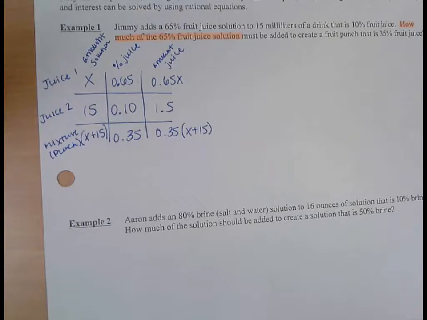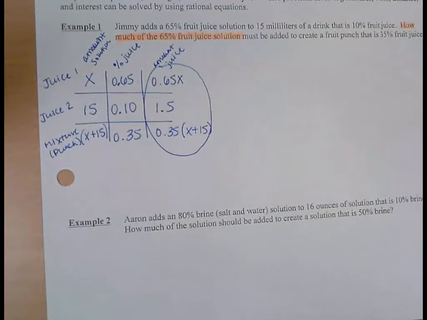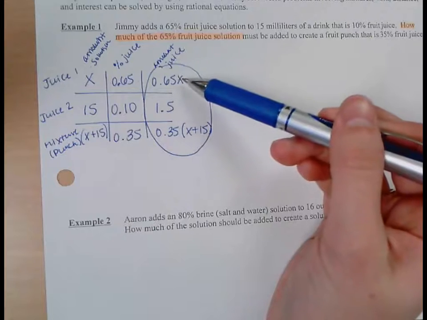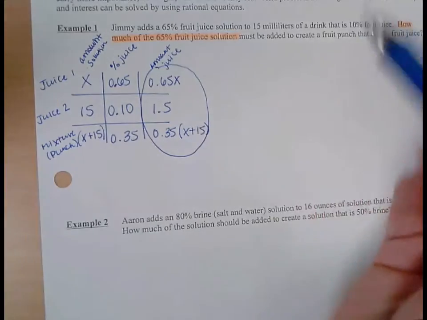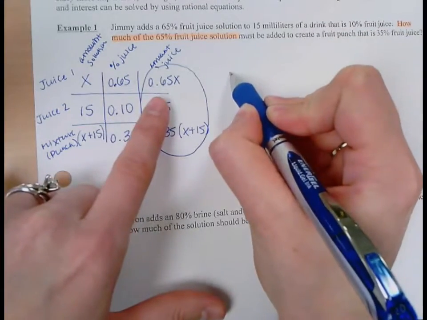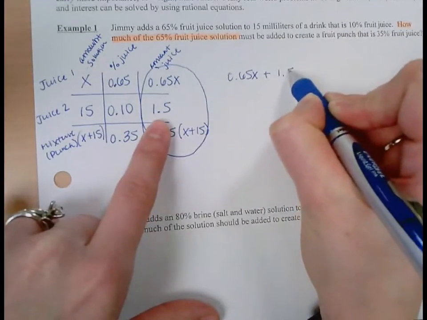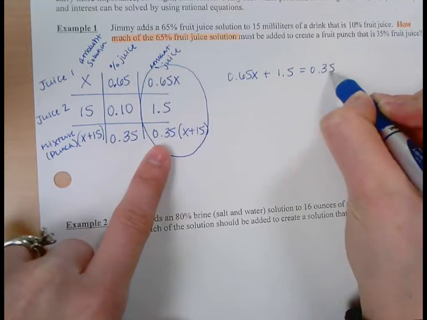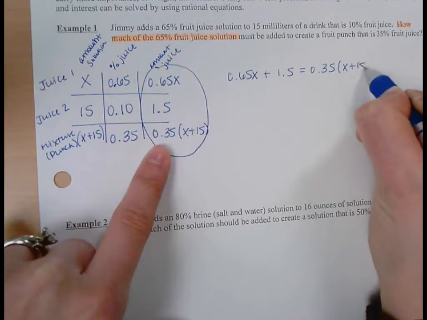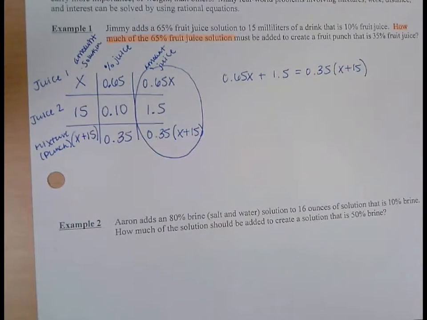And where to go from here, this last column is the column that you use to set up an equation to solve for x. And what it is, it's juice 1 added to juice 2 should equal the mixture or the fruit punch in this case. So the amount of juice in juice 1 is 0.65x plus the amount of juice in juice 2 is 1.5, and that should equal the amount of juice in the mixture, which is 0.35 times the quantity x plus 15. And I now have an equation set up that I can solve.